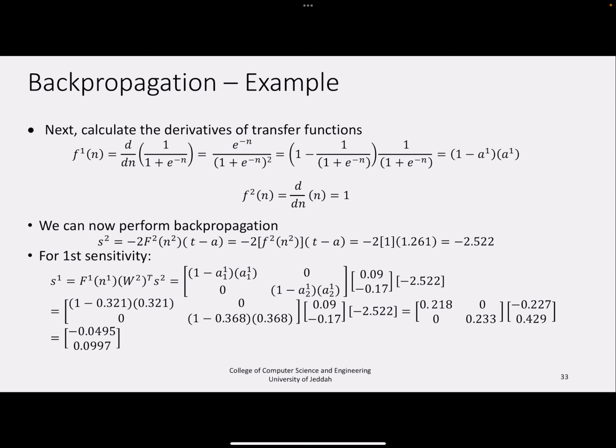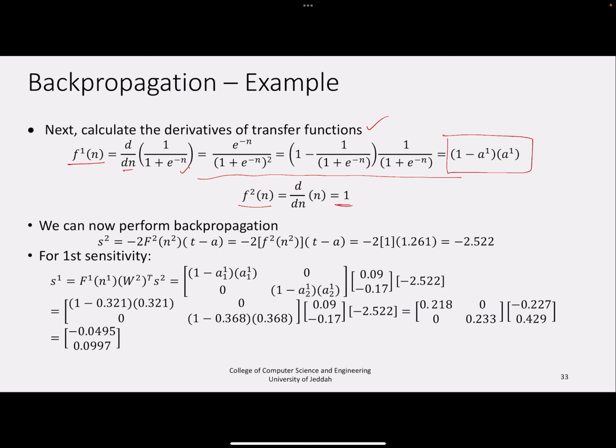Okay, so first step, calculate the derivative of the transfer function with respect to n. You do that, and for this particular function, you end up with this thing over here. For the second layer's transfer function, that's pretty simple. It's a pure linear function. The derivative of that is 1.